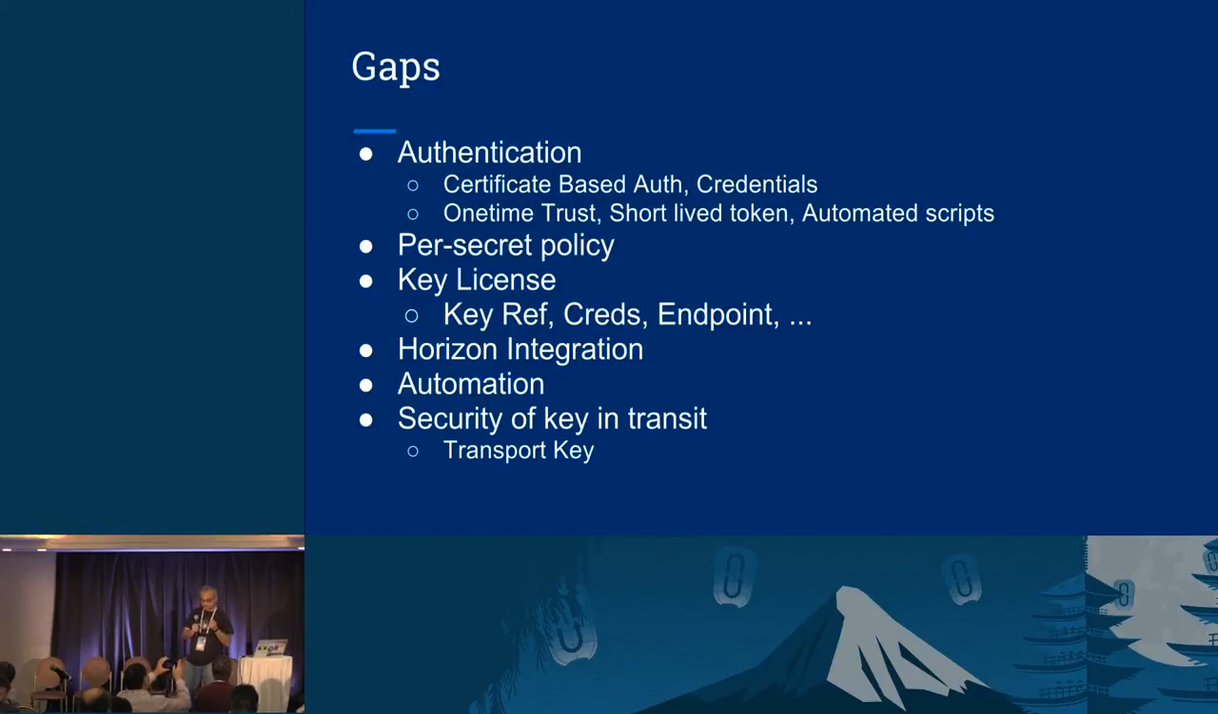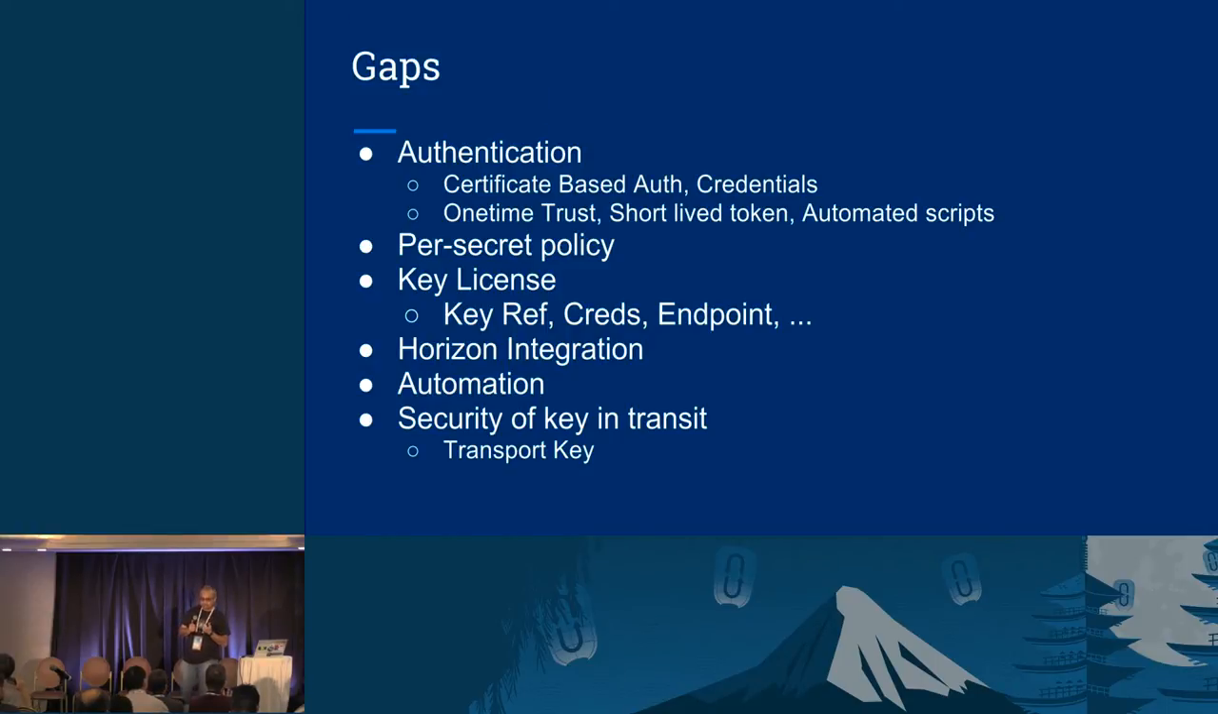Short-lived tokens are another thing we need to discuss with the key management system, and with the right set of automated scripts we can also fill that gap. The Barbican community is working on per-secret policy, which is also going to help here. And we are trying to introduce a concept of a license. A key license is something which will be generated by Barbican through the API. And the idea is Marshall.